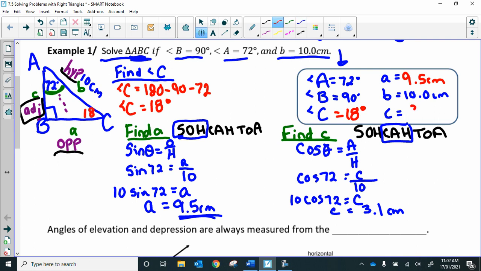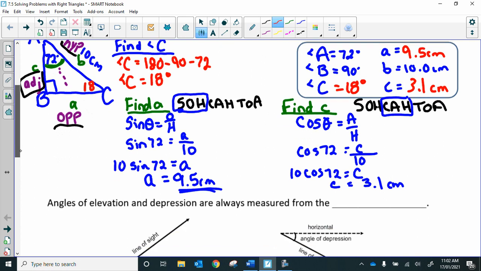So I have all the angles and all the side lengths. You can see how easy it is to mix up those ratios. I started with cos and then I changed it to sine in my head. So make sure you watch that.